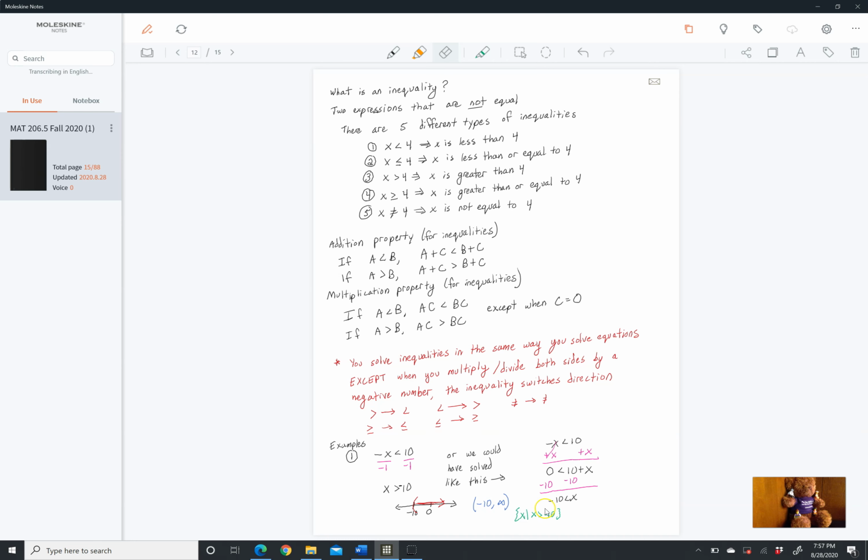Okay, so this is set notation. This is interval notation. I don't care which one you do. But I can tell you that you want to be familiar with both. Okay, it's important. You should be familiar with both. But in most cases, I don't care which one you write. And that is it. Until next time.